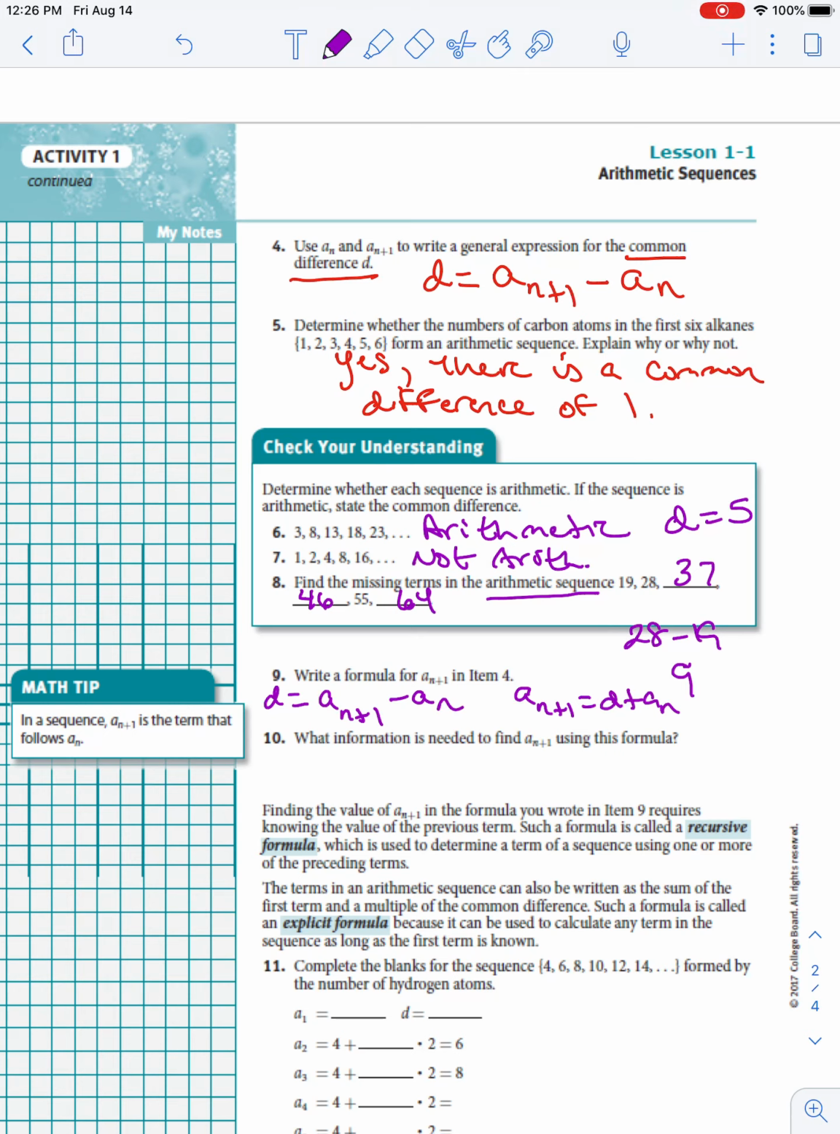So just rearranging the formula that we wrote in number 4. So what information is needed to find a sub n plus 1 using this formula? Well, I need the common difference, and I need a sub n, which is the previous term. So I need two things: the common difference and the previous term.